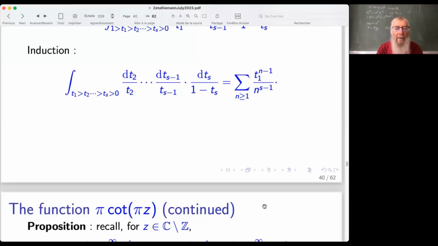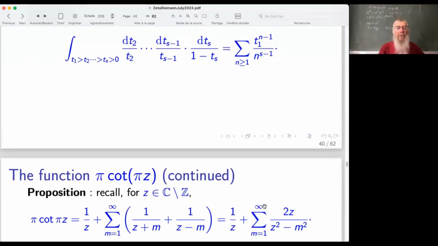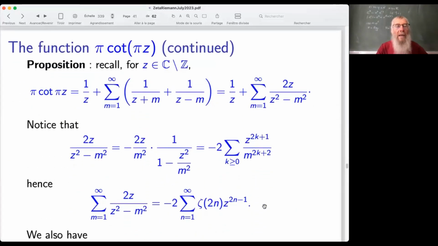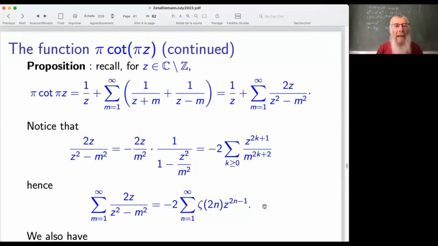Okay, so I am interested in the values of the Riemann zeta function at the positive integers. And for that, I will again use the expansion of pi times cotangent of pi z that we have seen before. There was no pi in the formula before, but we just make a change of variable. We replace z by pi z. And what we find is that pi cotangent of pi z is 1 over z plus the sum of 1 over z plus m plus 1 over z minus m, which gives 2z divided by z squared minus m squared, for m equal 1 up to infinity. So this is the formula which I proved before.